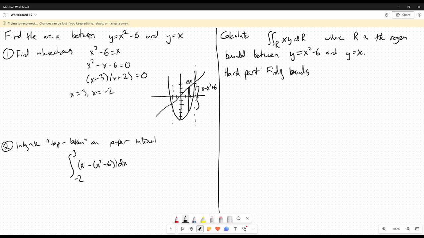So let's go ahead and do that. How are we going to do that? You're going to find your intersections. And then I like to think of this as you're still going to have that do top minus bottom, but I'm going to also write from inside out.